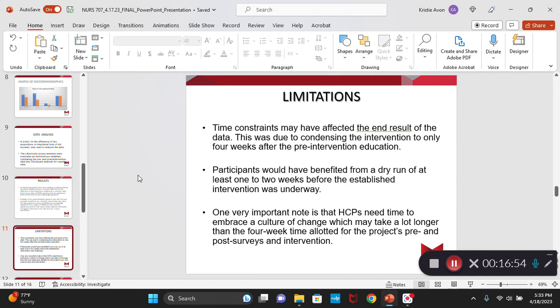Limitations. The biggest is time constraints, and it may very well have affected the end result of the data. And this was due to condensing the intervention to only 4 weeks after the pre-intervention education.